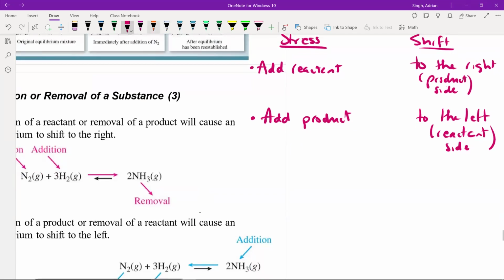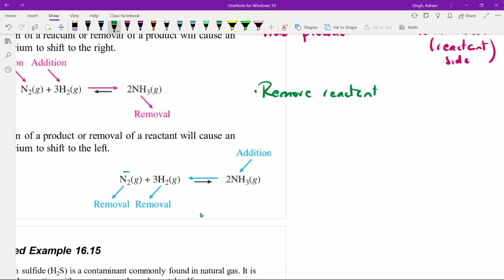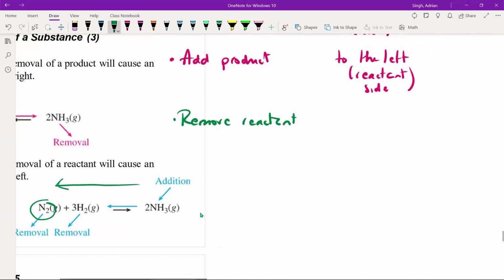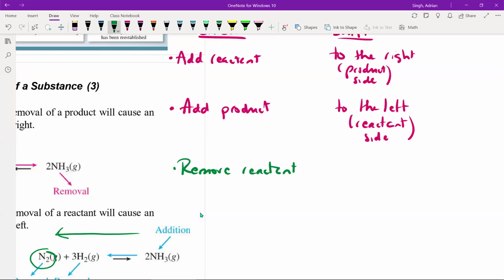Now, in addition to adding reactants or products, we can also remove reactants or products, and then the opposite is going to happen. So if we remove a reactant, for example, if we took away some of the N2 so we reduced its concentration, then the equilibrium is going to shift to replace some of that N2 that we removed. In order to replace it, we need to make more of it, so the reaction has to shift this way. The reactant's on the left side, so the equilibrium is going to shift to the left.